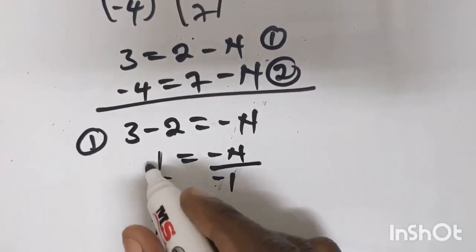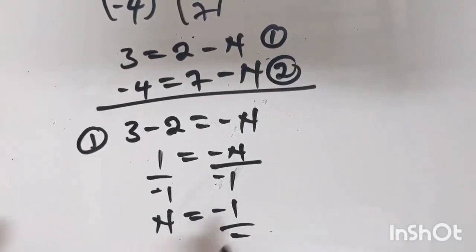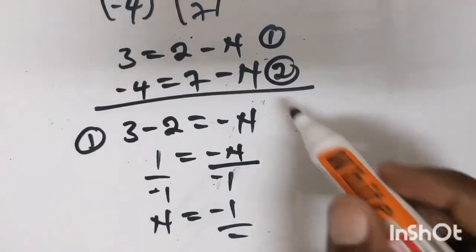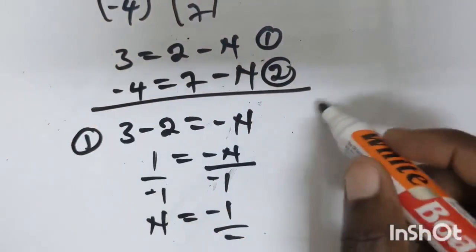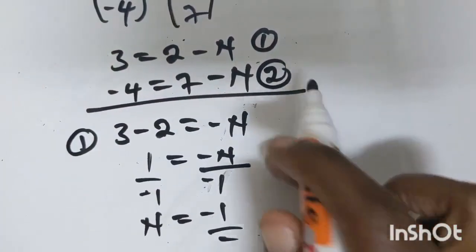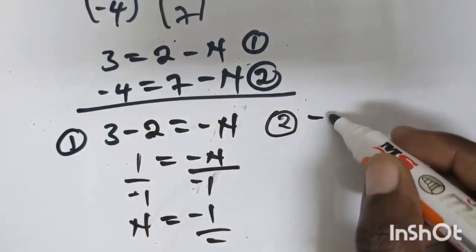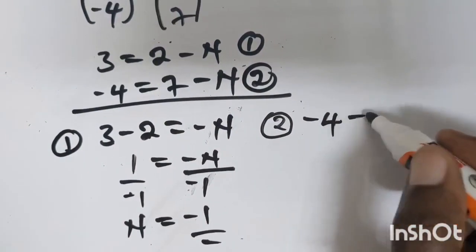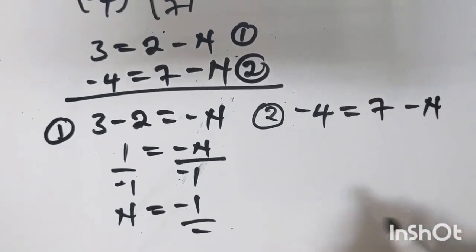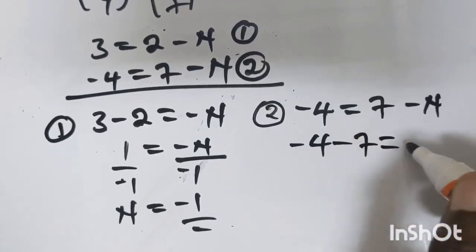N is equal to negative into positive, so it is going to be negative 1. So we have found the one for the first equation, which is negative 1. Then we can even find this, which is negative 4. So this is for equation 2, okay? For equation 2, we say negative 4 is equal to 7 minus N. That is what is there. So we say negative 4 minus 7, collecting the like terms, right?